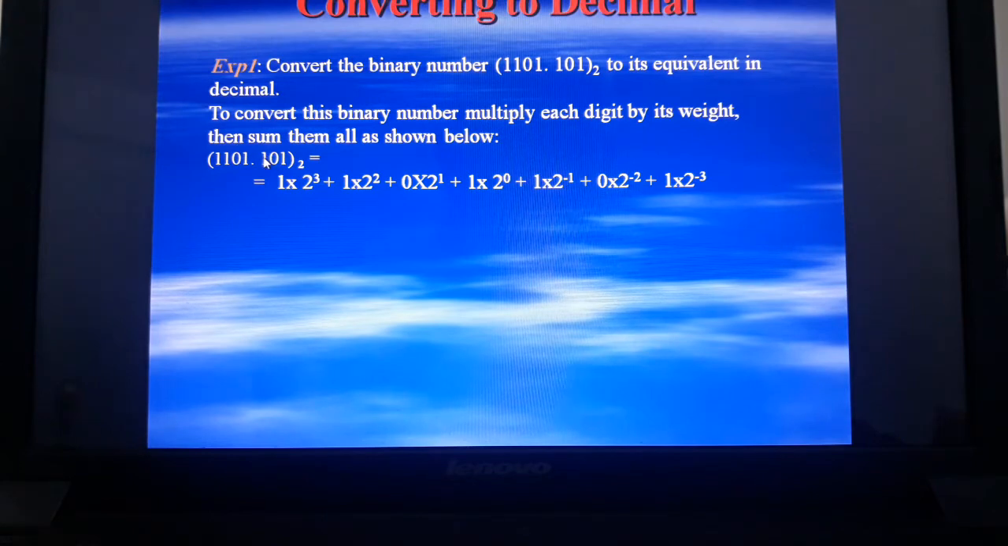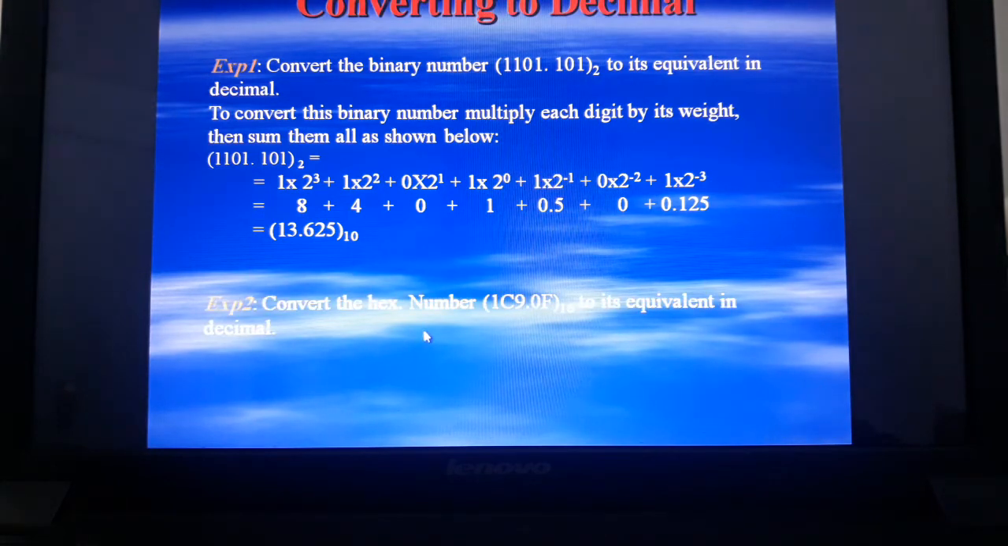Then we proceed to the fraction number, which is 1 multiplied by 2 to power minus 1, plus the 0 multiplied by its weight 2 to power minus 2, and finally the 1 multiplied by 2 to power minus 3. We sum these numbers and find that the equivalent decimal number to the binary number is 13.625.